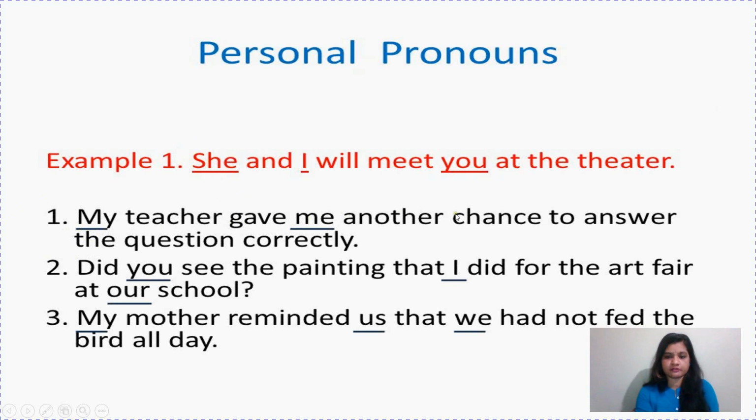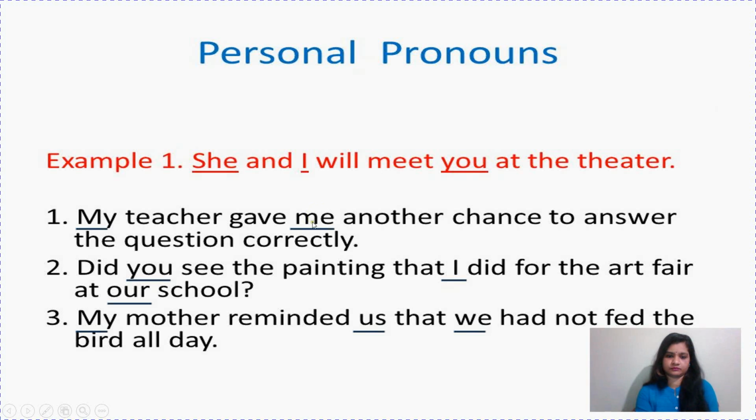My teacher gave me another chance to answer the question correctly. Children, please notice here. You will think "my" is a pronoun here. But please notice it's written "teacher," my teacher. I have already taught you adjectives and different kinds of adjectives. So you might remember that "my" is modifying "teacher." Teacher is a noun. So "my" will be a possessive adjective. It is not a pronoun. Please don't get confused here.